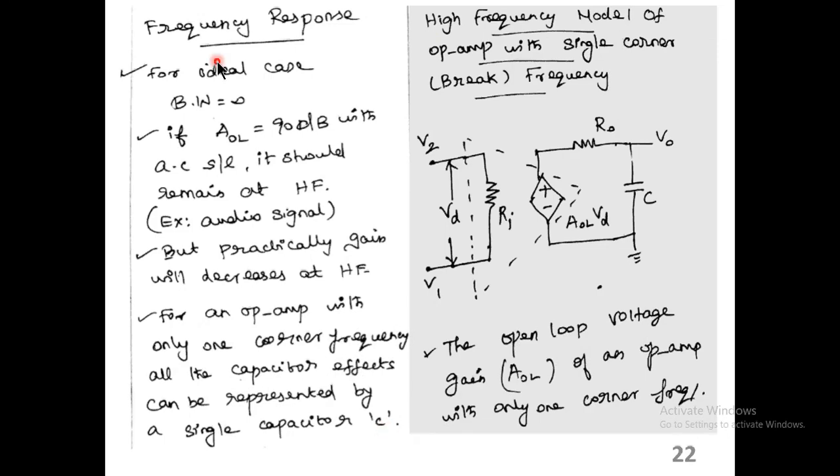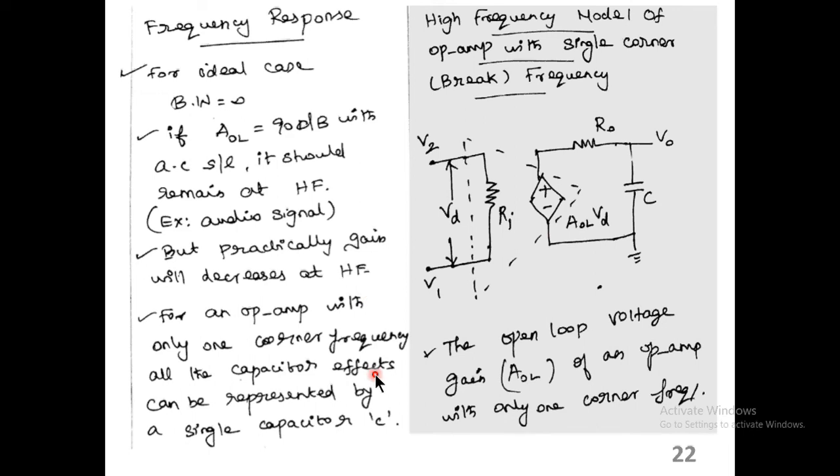Next, in the frequency compensation, for an ideal case, if the input is equal to 0, the output should be equal to 0. Under the ideal case, the bandwidth is equal to infinite. If the open loop gain is 90 dB with the AC signal, it should remain at the higher frequency signal, for example an audio signal. But practically, the gain decreases at high frequency.